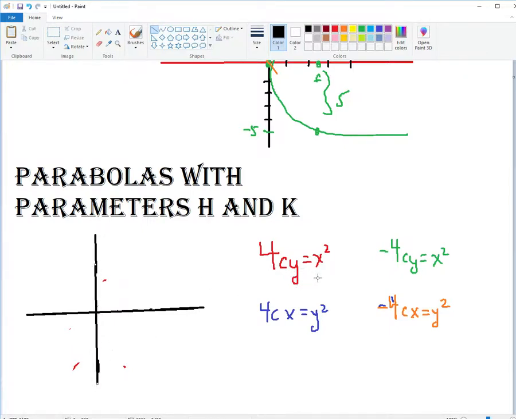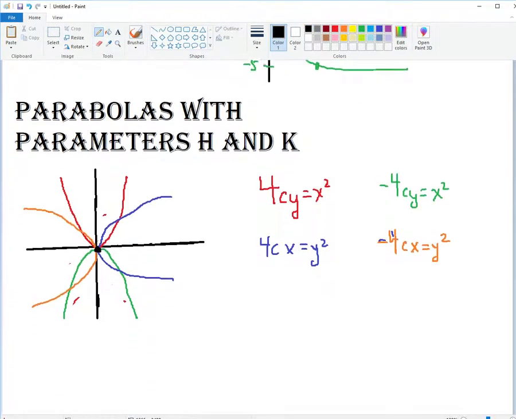Okay, if we have 4cy equals x squared, basically what we have is this one. The red one looks like this. I believe we wrote this down last class as well. The green one, negative, means it's upside down. The blue one, 4cx equals y squared, is positive in the horizontal direction, and the orange one is negative, going the other way. They all have their vertices at 0, 0, the origin.